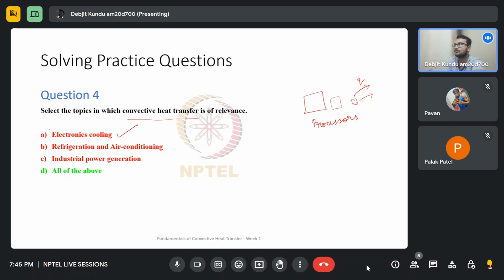So electronics cooling is a very relevant, active area where convective heat transfer is of high relevance. Many engineers are recruited in that process and they make a living out of it, all because of their knowledge of convective heat transfer. Then comes refrigeration and air conditioning.